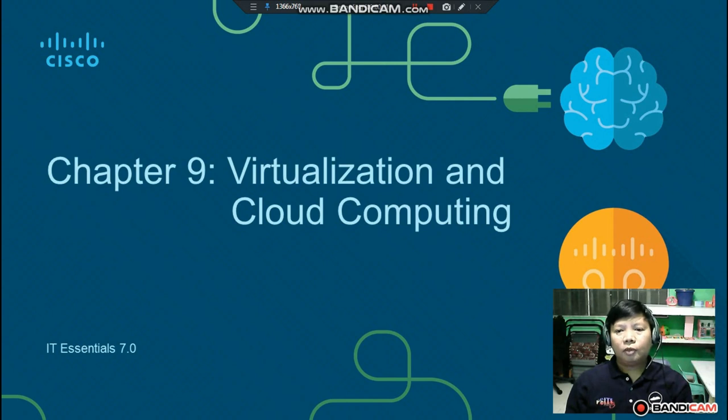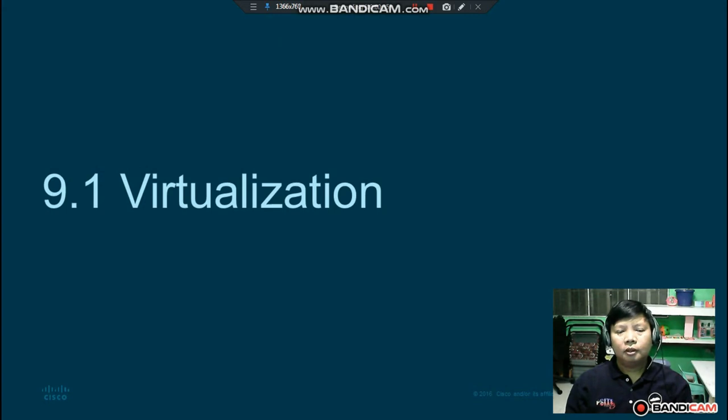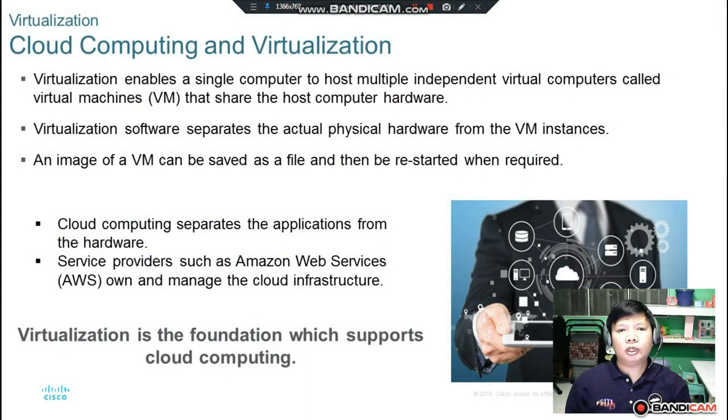Chapter 9, virtualization and cloud computing. What is virtualization? It enables a single computer to host multiple independent virtual computers called virtual machines that share the host computer hardware. Virtualization software separates the actual physical hardware from the VM instances. An image of a VM can be saved as a file and then be restarted when required.